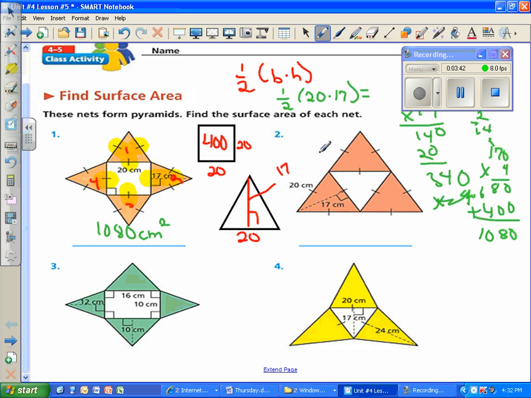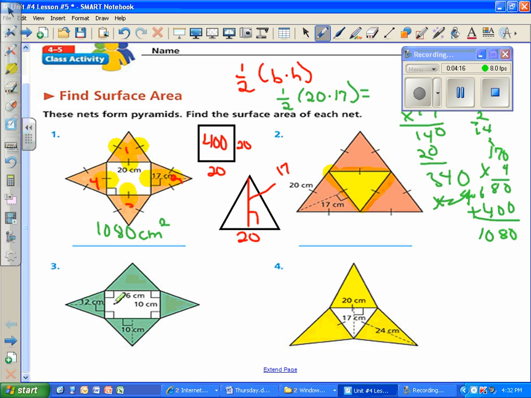Okay, so if you look at problem number 2 here, now your base is a triangle as well, telling you that all the sides are 20 centimeters and that there's a height of 17. So in this case here, you have 1, 2, 3, 4 triangles that are identical. So you have to find the area of one and multiply it by 4.